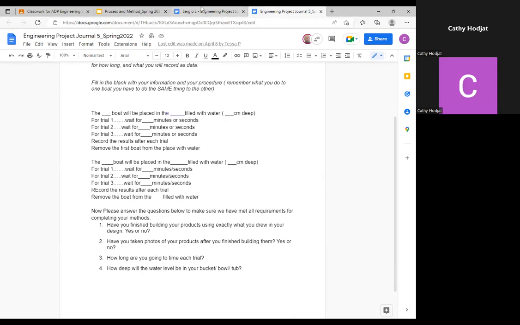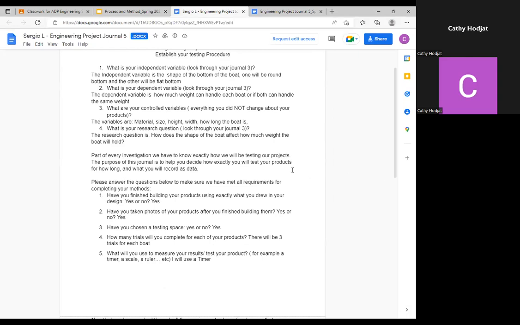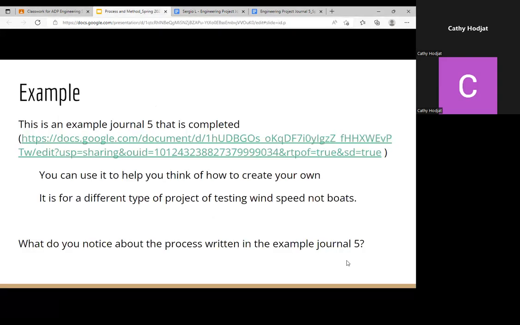And once you fill in your information, it will resemble the Journal 5 entry. First, I'm going to go back to the example Journal 5, and you can think of how you could incorporate some of that into your own journal. Okay. Now it's for a different type of testing.